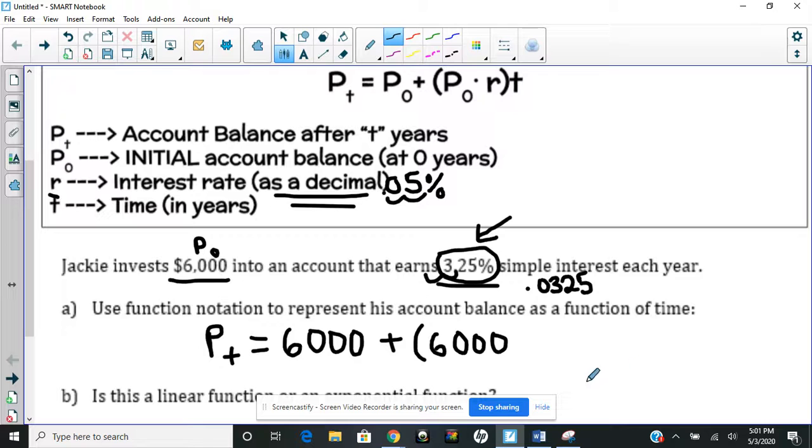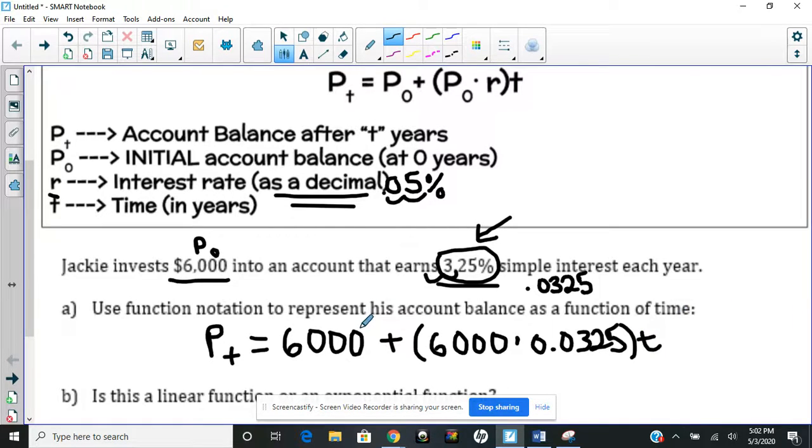And then we've got this dot, which means times. So times. And the R value right here is, I'll do a 0 in front of it just to make it look good, 0.0325. Close the parentheses. And we're just writing a function here. So we're not putting in anything for t because we're just going to leave it like that.